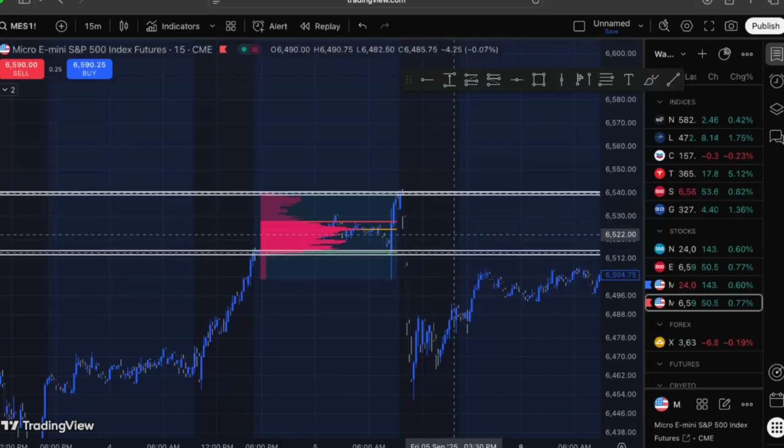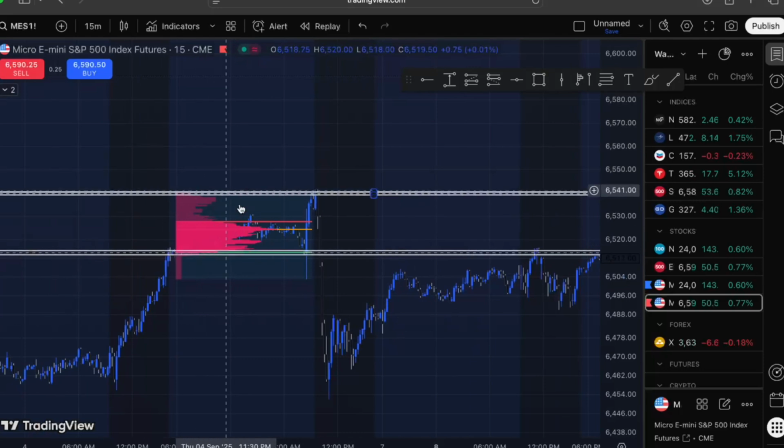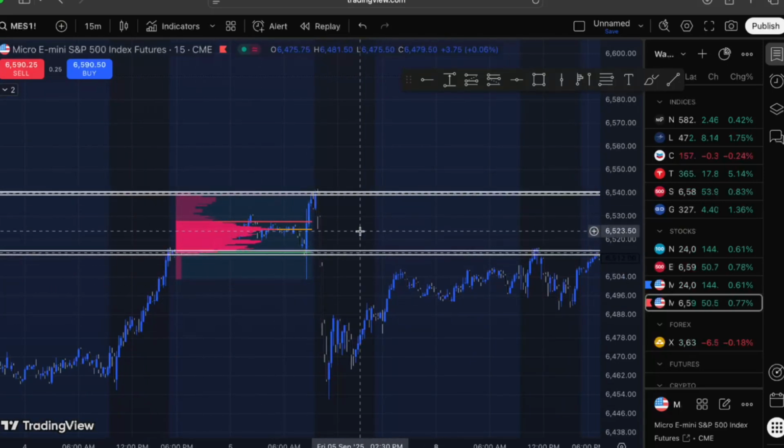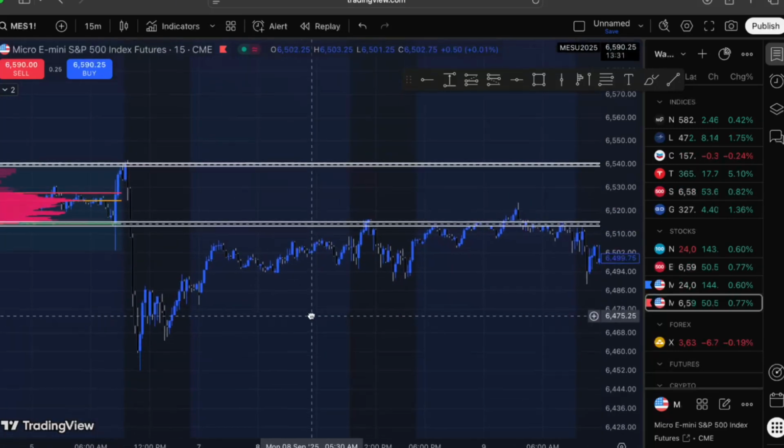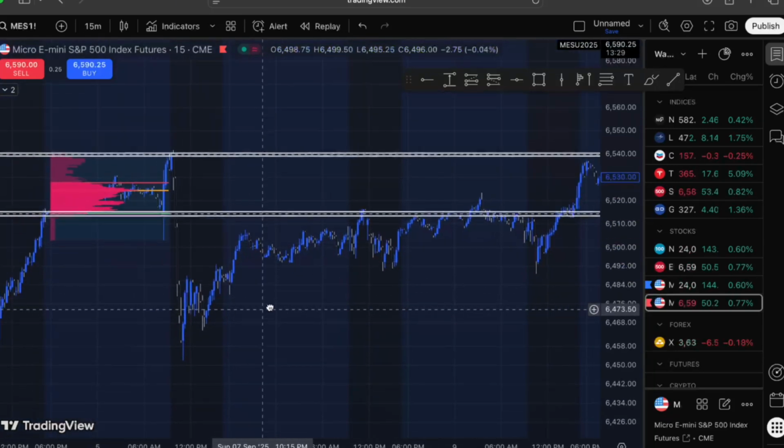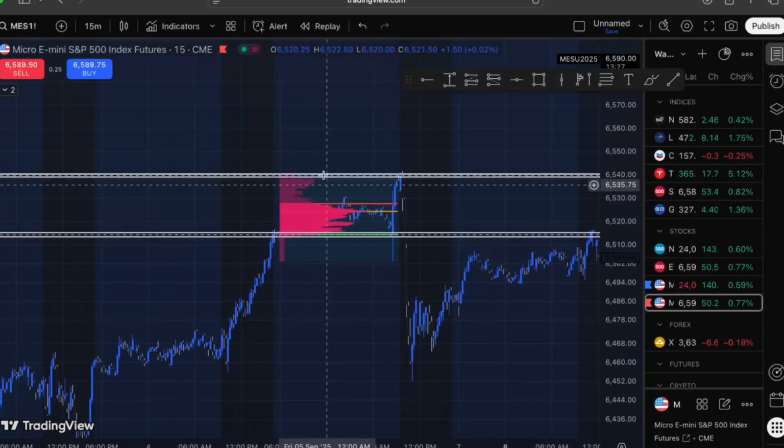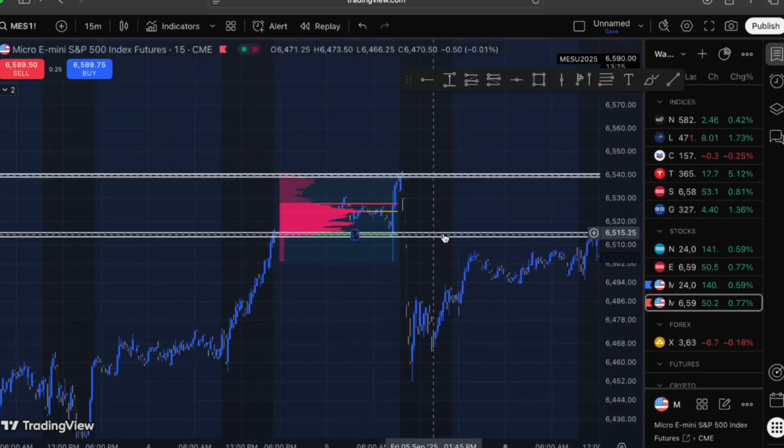So that's why it's good always marking out your extremes of your fair value, of your balance, your extremes of your balances. Really key levels, really strong key levels, shelves and ledges.